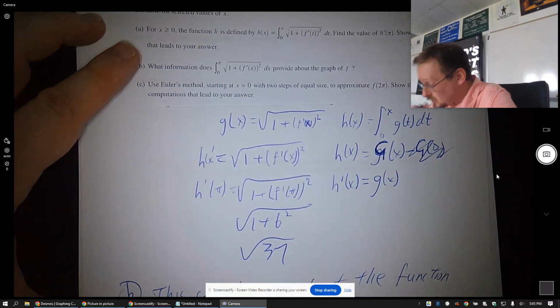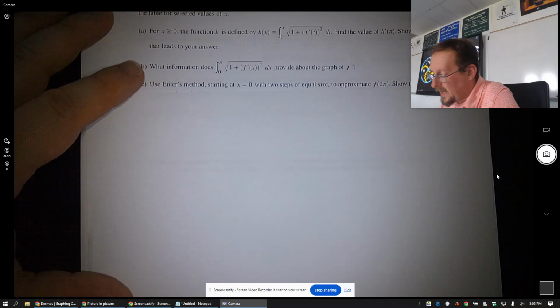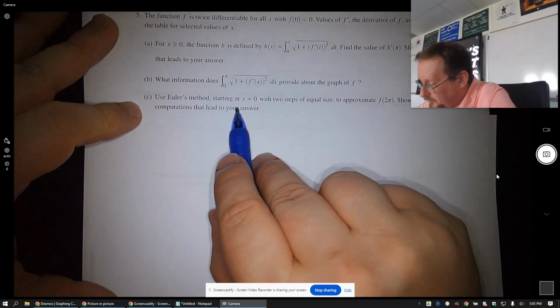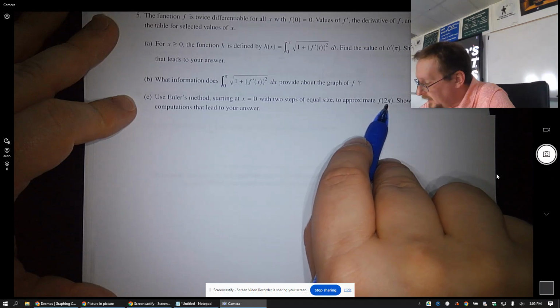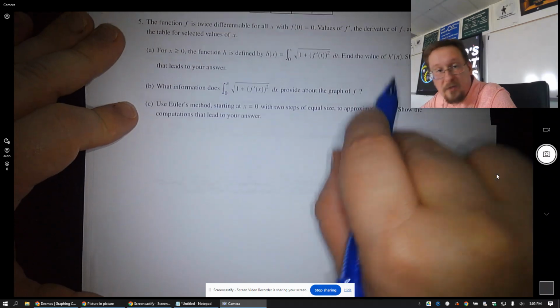Okay. Use Euler's method. No, what if I don't want to? Okay, you can't make me. Starting at x equals 0, 2 steps. Approximate f at 2 pi. Oh, that's not so bad.